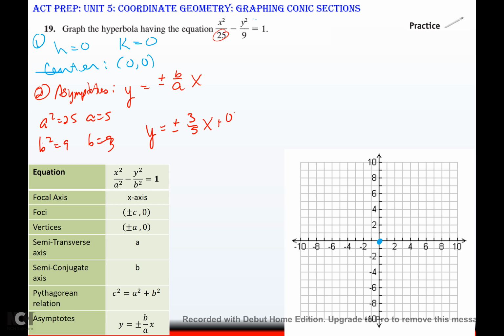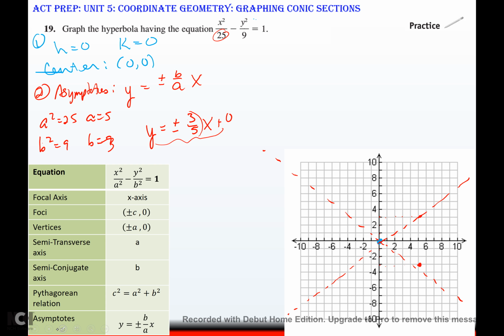And that's plus 0, because basically you do your slope from your center. Your asymptotes have to pass through your center. So from the center, all I really need is that slope. I'm going to go up 3, 1, 2, 3, over 5, 2, 3, 4, 5. Make a dotted line. And from the center, I'm going to go down 3 over 5. Make a dotted line. Okay, so there are my asymptotes. That's what I like to do second.